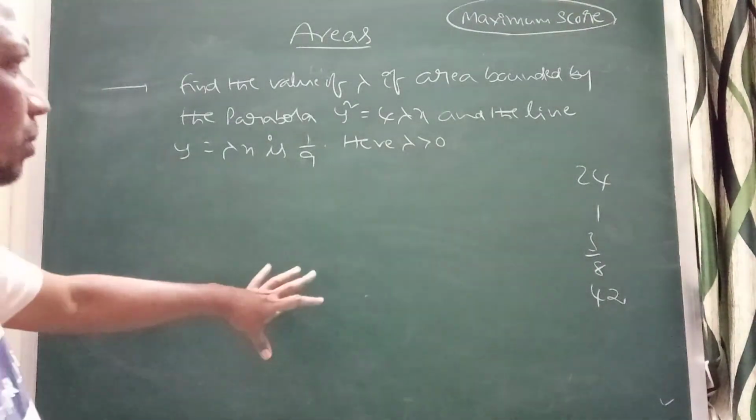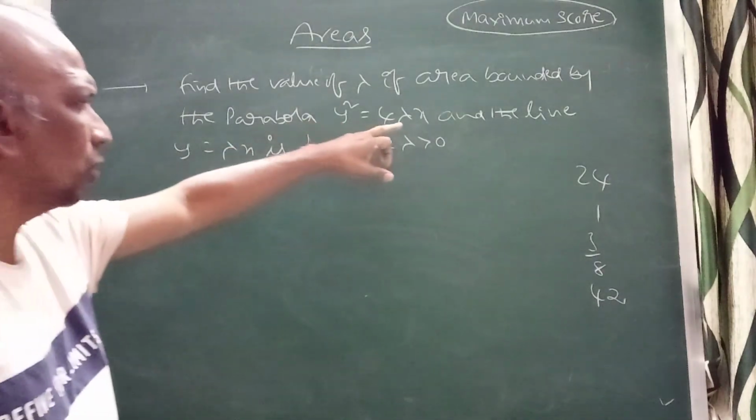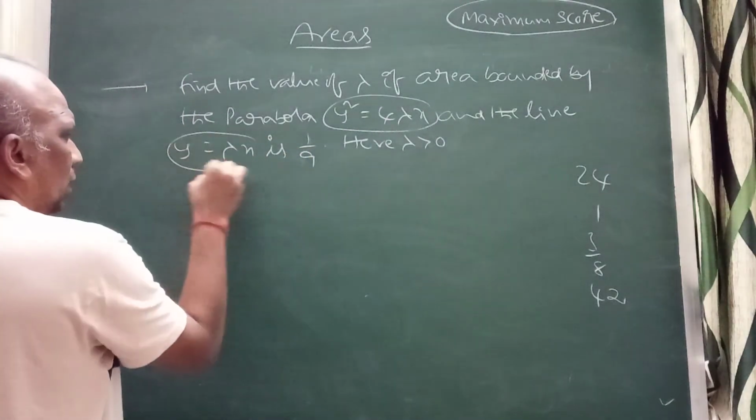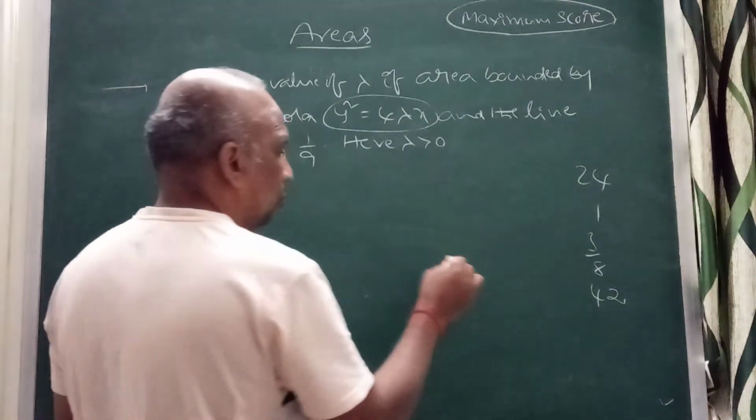See, in this problem they are given: find the value of lambda, if the area bounded by the parabola y square equal to 4 lambda x and the line y equal to lambda x is given by 1 by 9. Find the value of lambda. But you remember we have one formula.